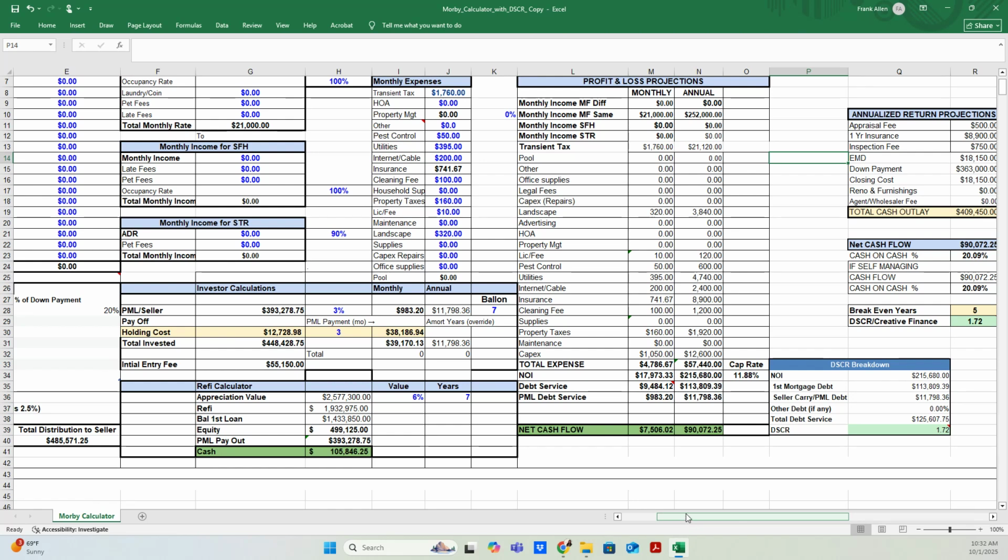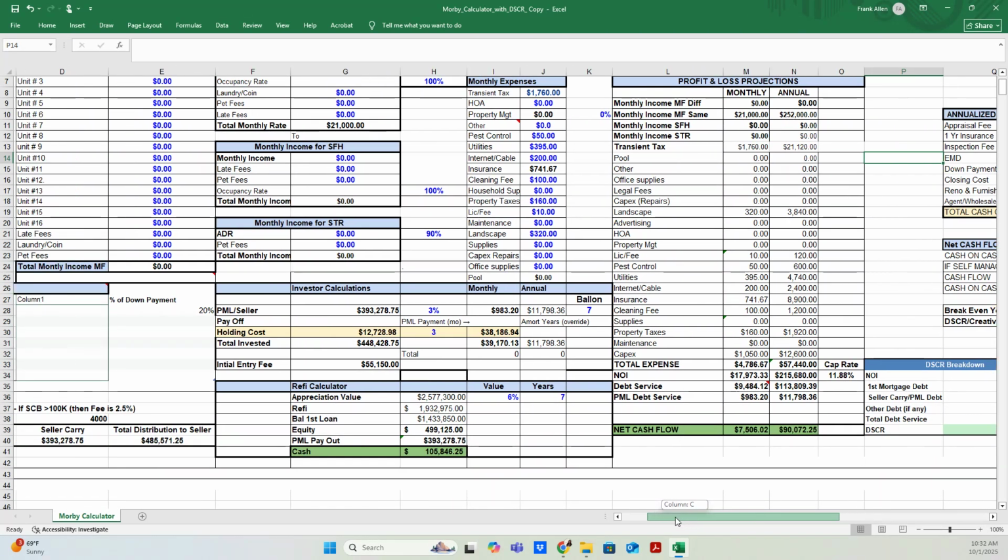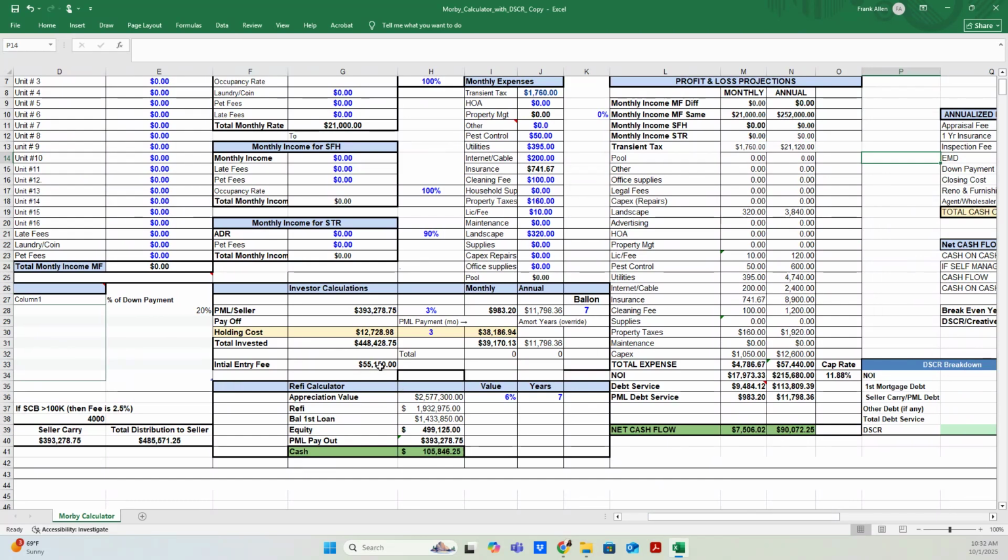So, okay, and initial entry, I wanted to look at this. What is that?